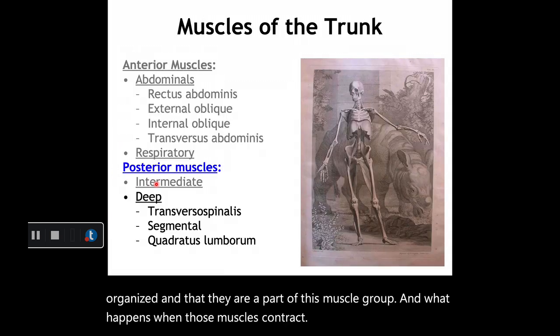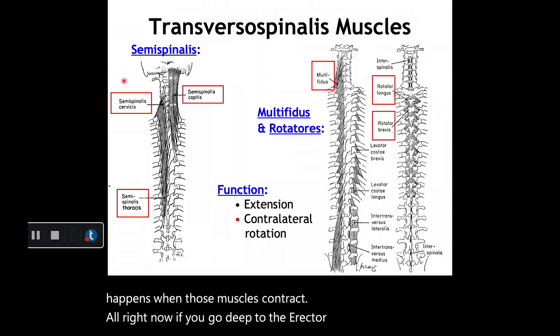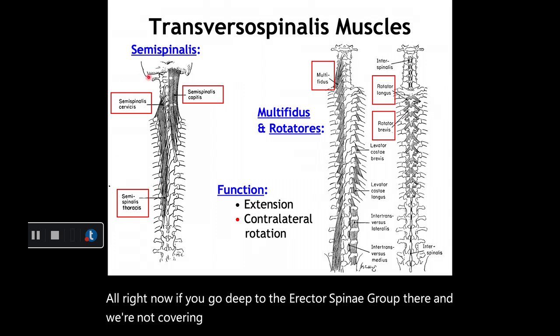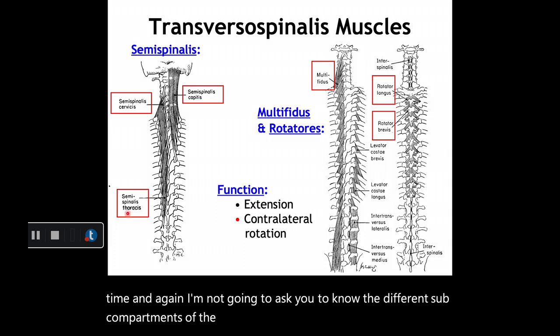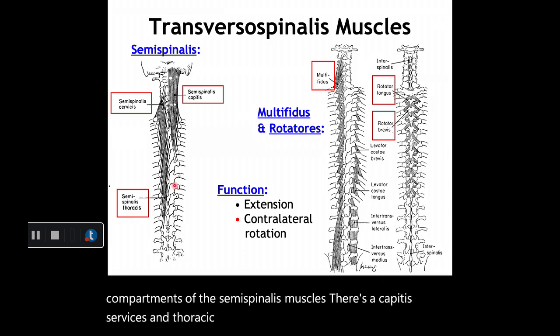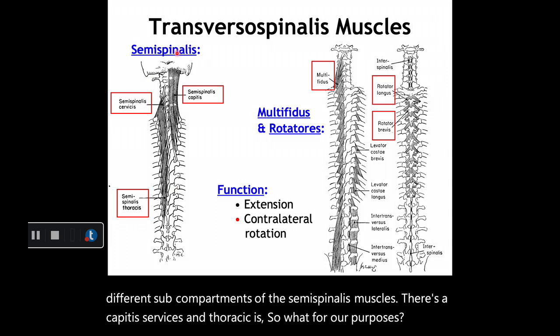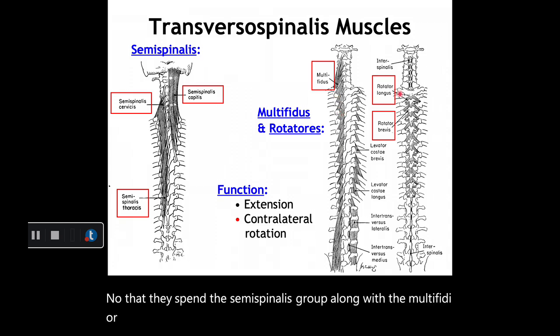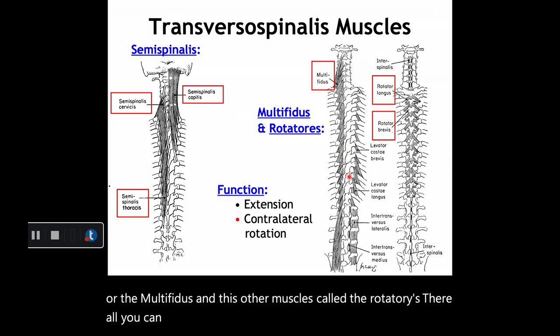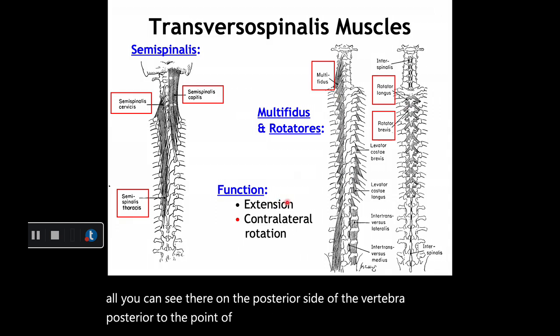All right. Now, if you go deep to the erector spinae group, we're not covering all 600 different muscles in the body. I'm not going to ask you to know the different subcompartments of the semispinalis muscles. There's a capitis, cervicis, and thoracis. So what? For our purposes, know that the semispinalis group, along with the multifidae, or the multifidus, and these other muscles called the rotatories, they're all on the posterior side of the vertebra, posterior to the point of rotation. They're all going to be involved in trunk extension.